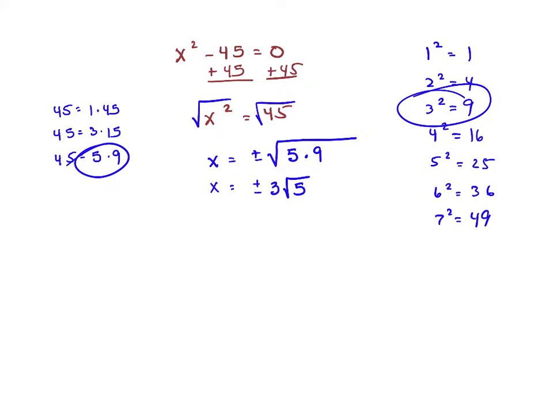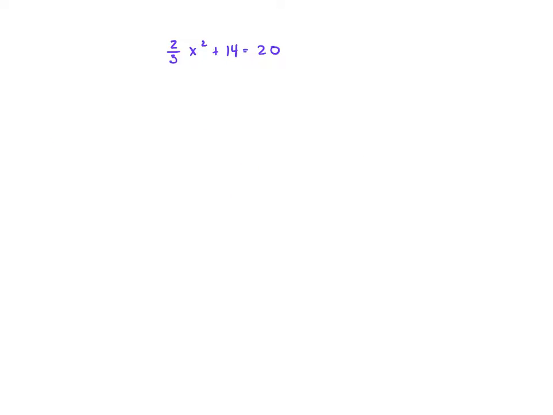Let's try another one. There we go. A little more complicated. We can see it's just quadratic with no x term in it. Let's just kind of walk through how we do this. Subtract that 14, starting to get the x squared by itself. 2/3 x squared equals 6. X squared's almost alone, but it's got that darn 2/3 in front of it. So I'm going to undo that by multiplying by the reciprocal, 3/2.